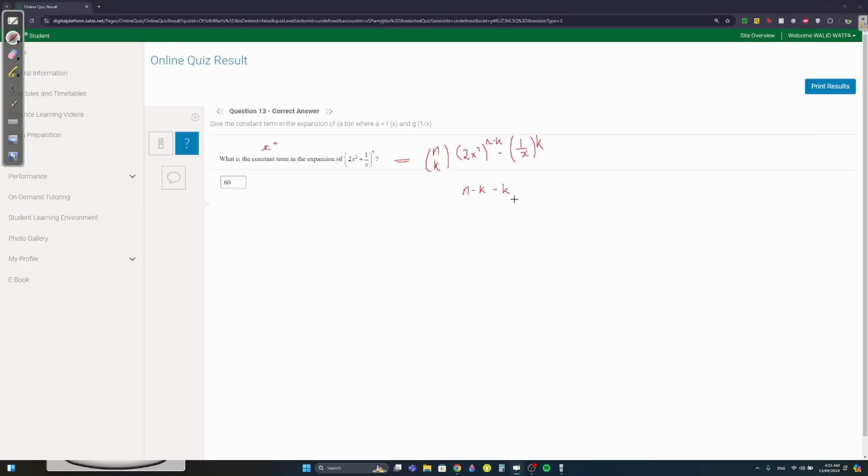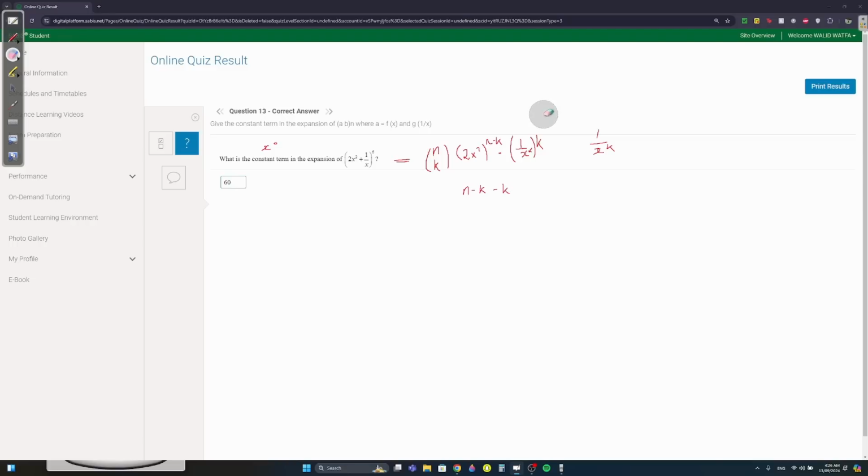Why minus k? It's k. Now look, when you take the k down to the x, doesn't it become 1 over x to the power of k, right? Isn't this the same as saying minus k? Because when a power is in the denominator, aren't you subtracting by that power, right?